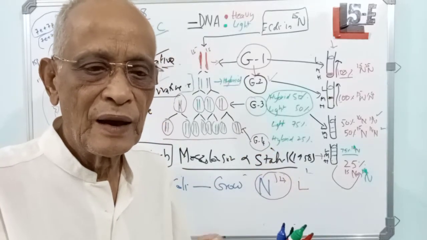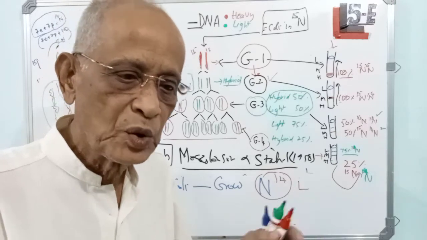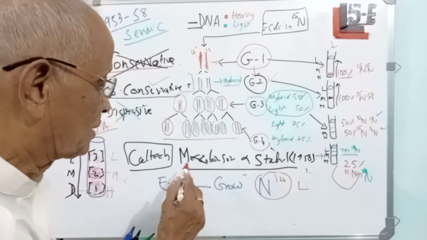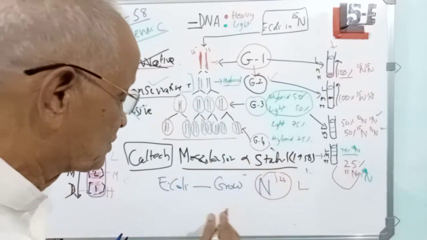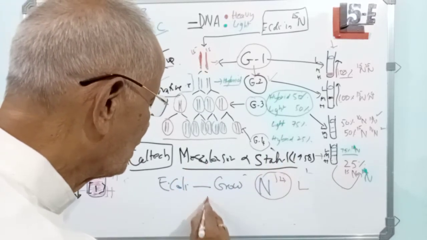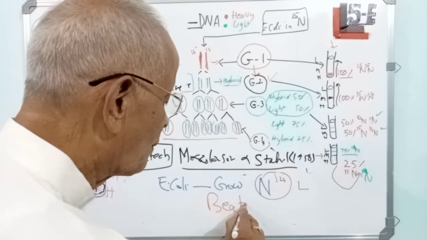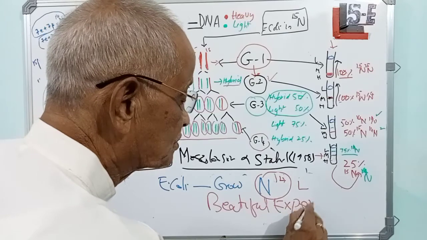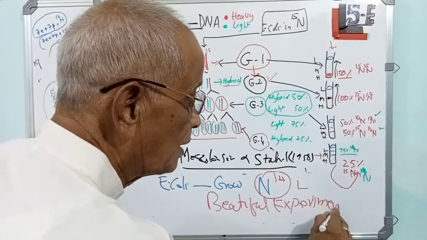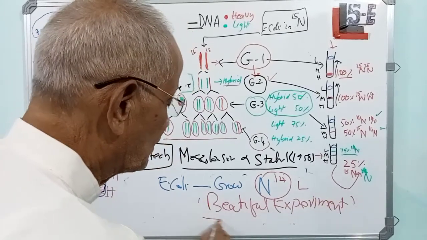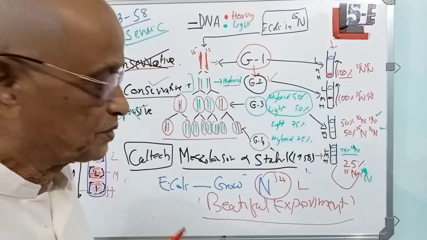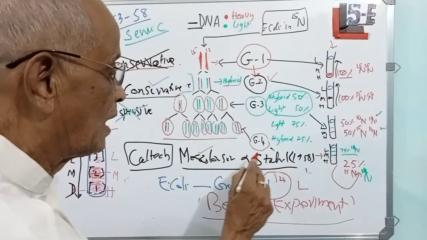This gives a very good result, and therefore scientists called the work of MESELSON and STAHL a beautiful experiment. This is how it is recorded in the papers: a beautiful experiment of replication has been suggested by MESELSON and STAHL.